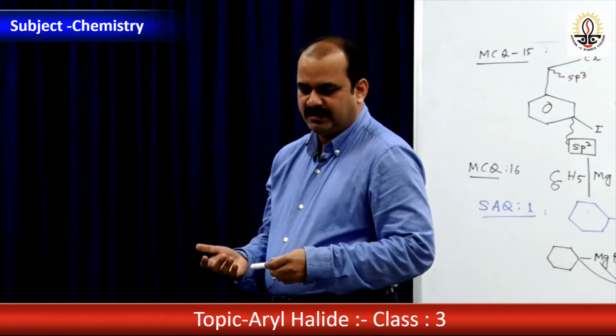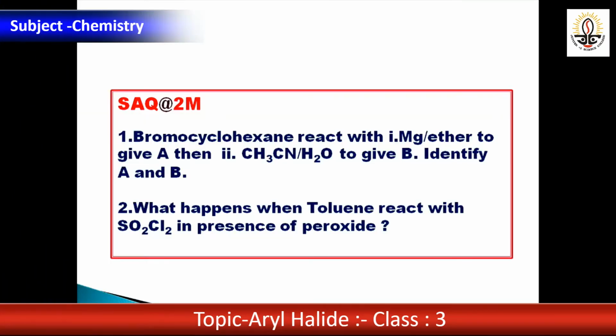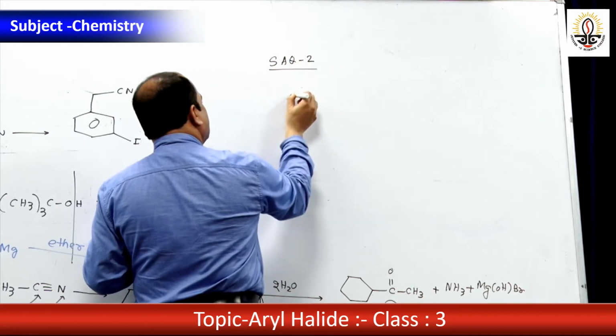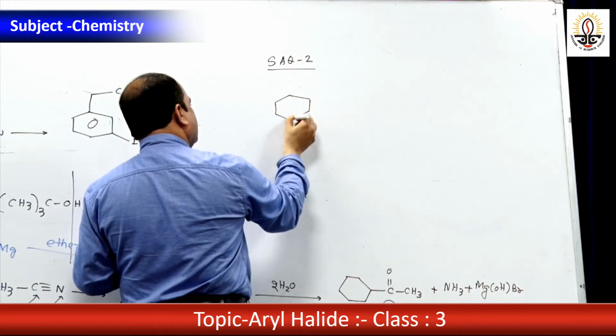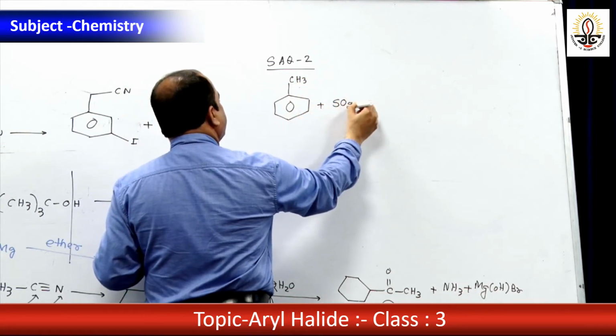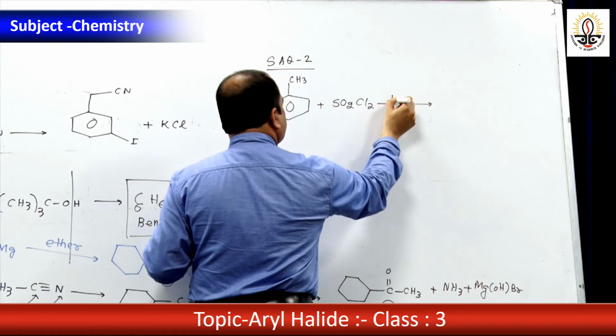Come to another question, which also carries 2 marks. What happens when toluene reacts with sulfonyl chloride, SO2Cl2, in presence of peroxide? Toluene plus sulfonyl chloride SO2Cl2, and the catalyst is peroxide. Come to question number 2, SAQ question number 2. Toluene reacts with sulfonyl chloride SO2Cl2 in presence of peroxide.